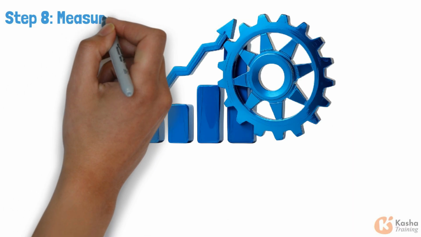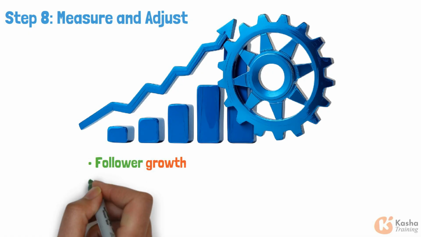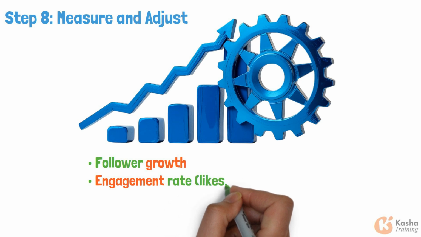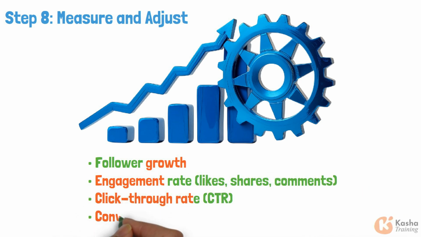Step 8. Measure and adjust. Track your results using platform analytics and adjust your strategy as needed. Key metrics include follower growth, engagement rate, likes, shares, comments, click-through rate, CTR, conversion rate. Set monthly targets and review your progress regularly.